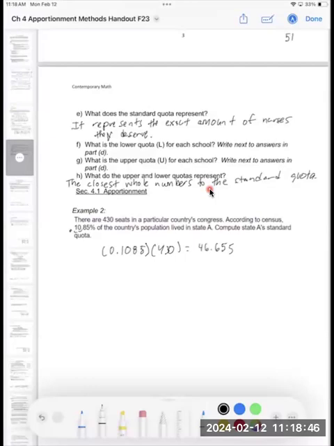So that's just another way. And maybe you're wondering, how come both of those ways work? There's just more than one way to do things sometimes. So in this case, the standard quota for this state would be to receive 46.655 seats in Congress, which of course we couldn't give them, but that's a standard quota. Showing you this example is just showing you an alternative way of calculating the standard quota. If you're given the percent of the total population that a certain state has, then you can turn it to a decimal first and then multiply that by the seats. So that's a second way of doing it.